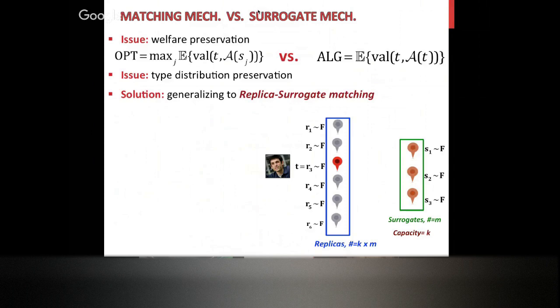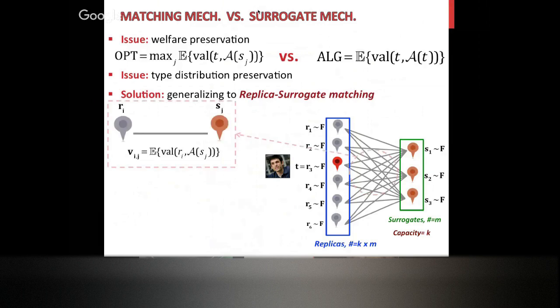Previously we just had the agent and the IID surrogates. Now imagine you have IID draws from the type on one side, I call them replicas, and I have surrogates on the other side. The object that I'm looking for right now is a matching between the types and surrogates. Actually we are looking at a K to 1 matching. K is some parameter in the reduction, the capacity of the surrogates on the right side. Then we find some matching, see who this guy gets matched to, and we announce that surrogate. This is the general reduction.